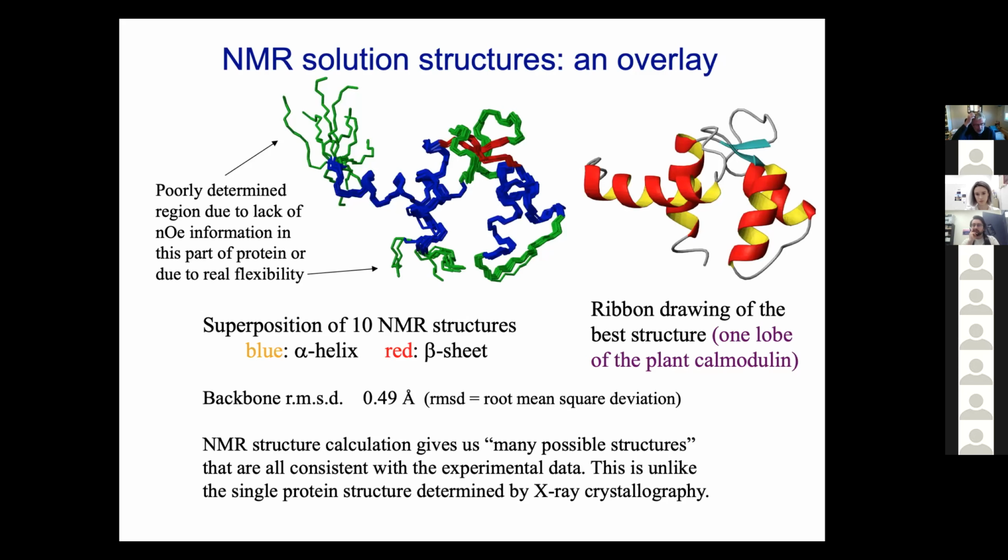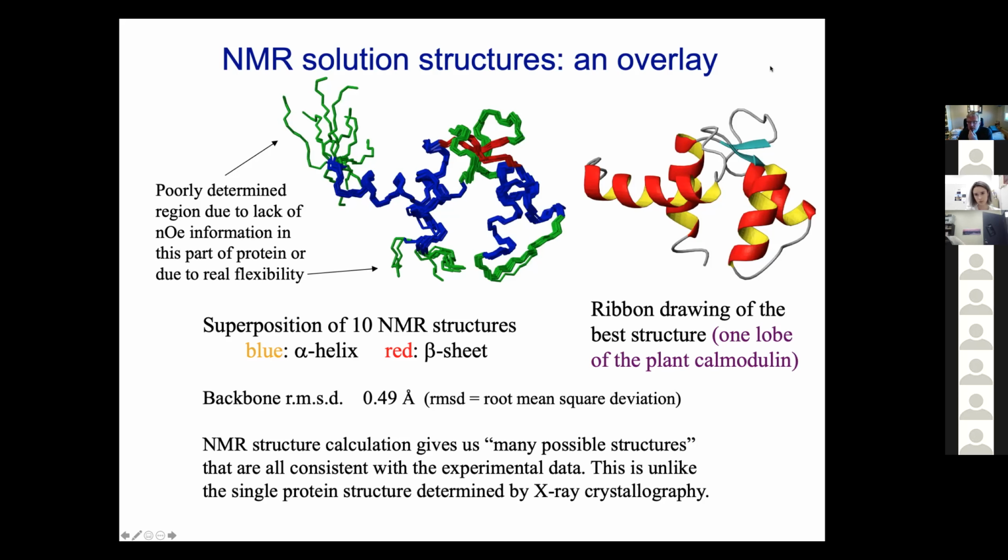Now, this is the structure that came out. This is the structure of one lobe of this plant calmodulin. And as we also discussed, we usually calculate the structure several hundred times. And then we take the lowest 20 energy or the lowest 10 energy structures. That differs a bit from what people's preference is. And you can see here in blue are these alpha helices. And this is the way you're used to seeing these structures. So this is one structure, usually the lowest energy structure.